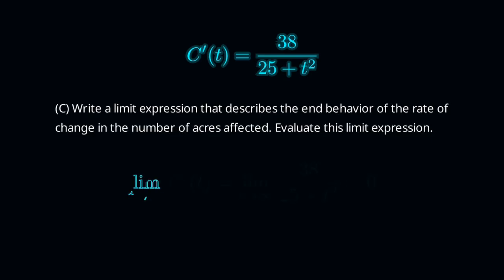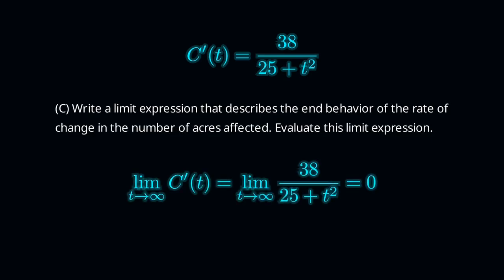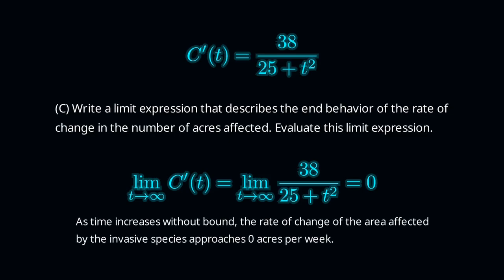The limit of c prime of t as t approaches infinity equals the limit as t approaches infinity of 38 divided by 25 plus t squared. As t grows infinitely large, the denominator grows while the numerator stays constant. So the limit is 0.